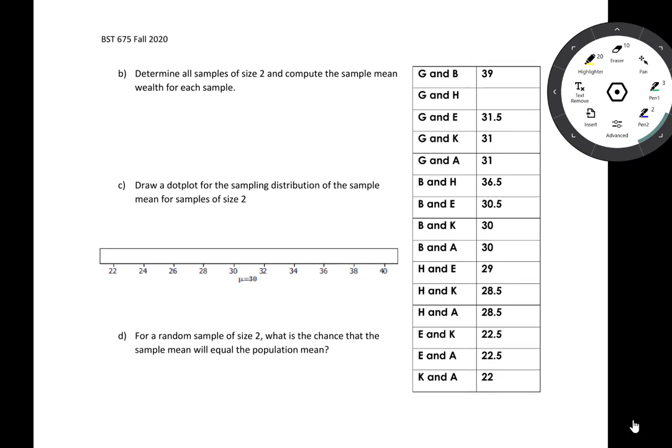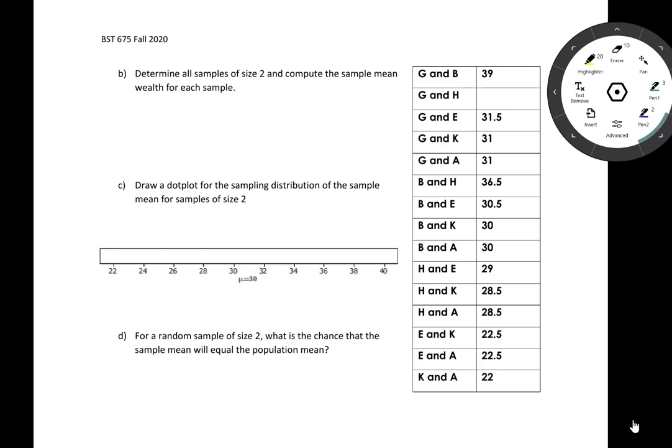And in fact, since we're going to look at all of the possibilities of these samples, really what we're going to do is write down all of the possible samples of size 2. So I'm only going to take a sample of size 2 from these six people.